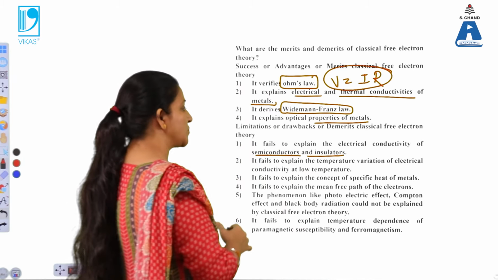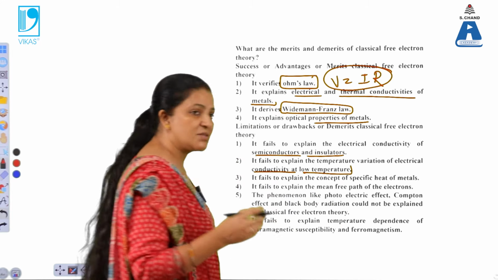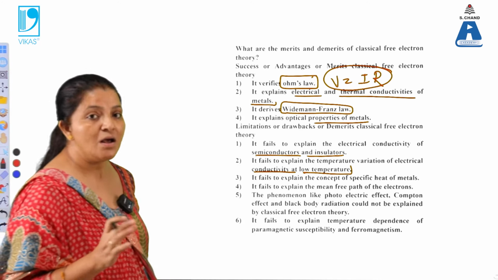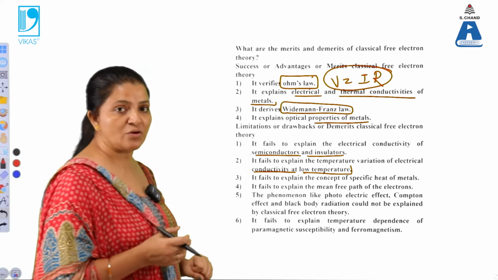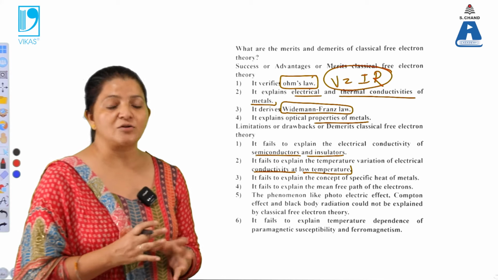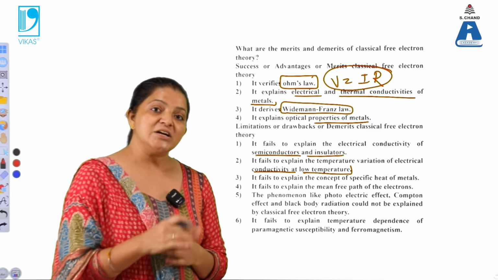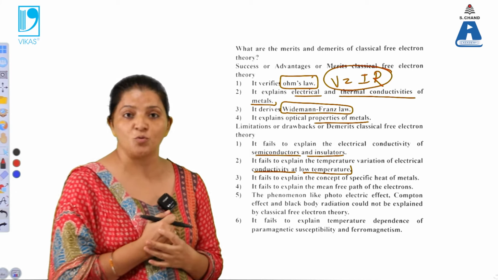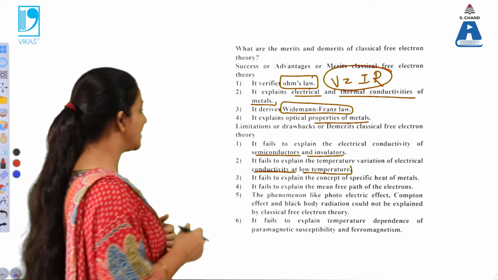Second, it fails to explain the temperature variation of the thermal conductivity at low temperature. At low temperature, we are able to explain the thermal conductivity of metal. But as soon as the temperature is increased, according to classical theory, the thermal agitation of the electrons will increase. That means its motion will increase. So for metals, conductivity must increase with respect to temperature, but this is not so. The case will be opposite. That is not explained by this theory.